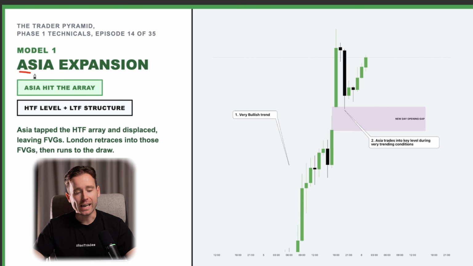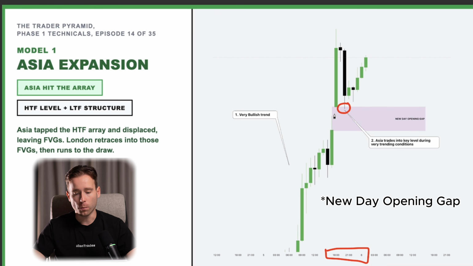The first model is the Asian expansion, and it activates when the Asian session already hits the key level. And we need to combine a higher time frame level with a lower time frame structure. So what that means is that Asia already taps a higher time frame array. In this example on the right, there is a very bullish trend. So when Asia trades into a key level during a very bullish trend, we could see a potential Asian expansion. An example, we see that Asia already trades into a key level during Asian session.